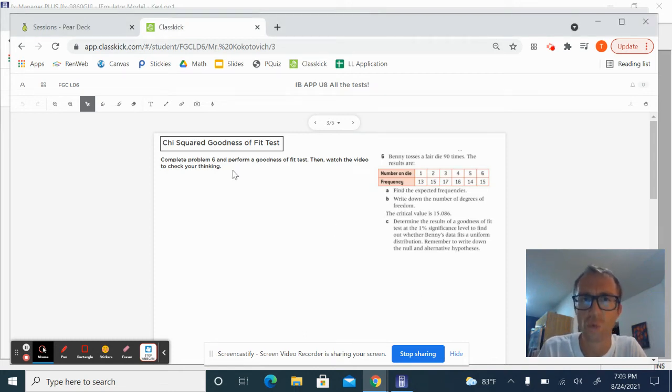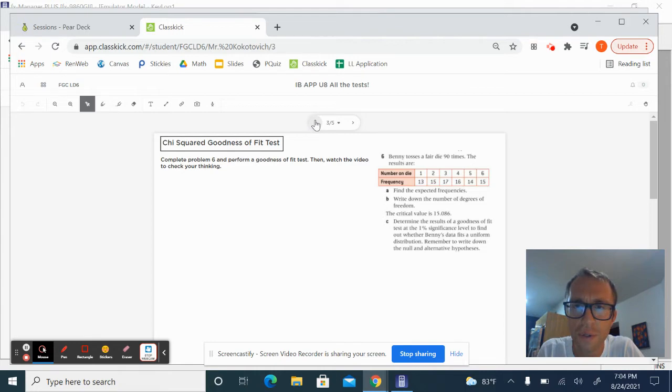Here is the chi-squared goodness of fit test right here. The problem is the same as the first page. Benny tosses a fair dice 90 times. The results are as follows. Find the expected frequencies, write down the number of degrees of freedom, and here's the critical value, and determine the results of a goodness of fit test at 1% to find out whether Benny's data fits a uniform distribution. Remember to write down the null and alternative hypothesis.